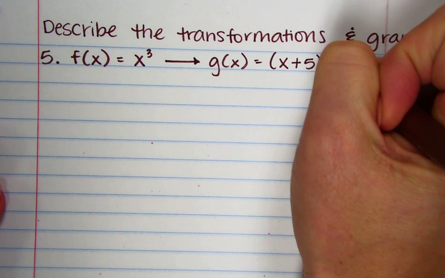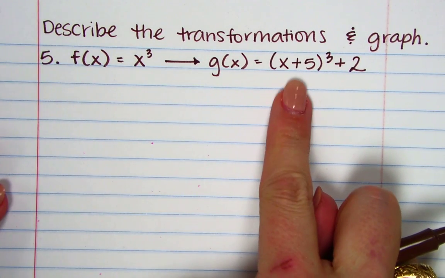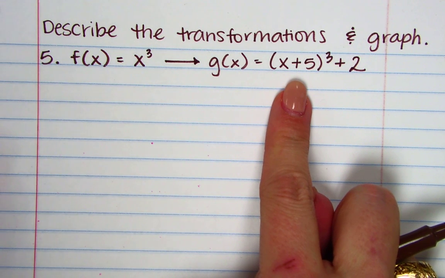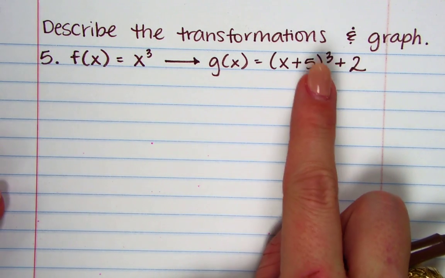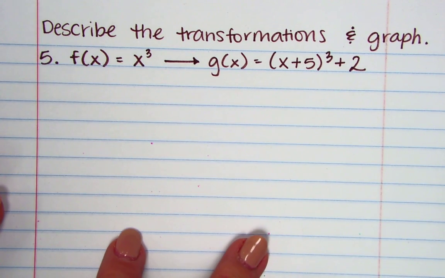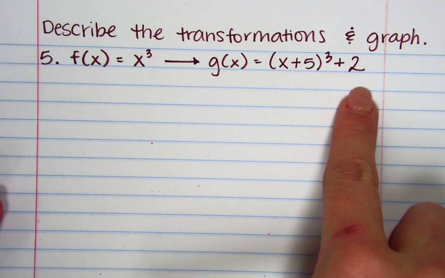So that's why they're giving you two equations. The first one is what you start from. G is the new equation with the transformations included in it. And this one we are going to graph. If I start with x cubed, I go to x plus 5 cubed plus 2.